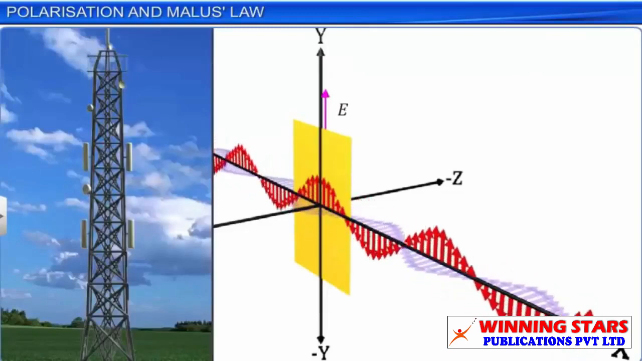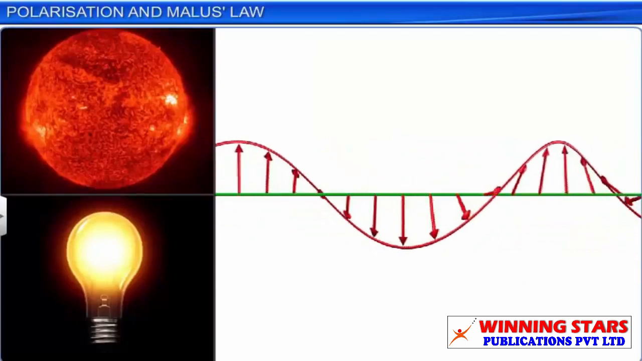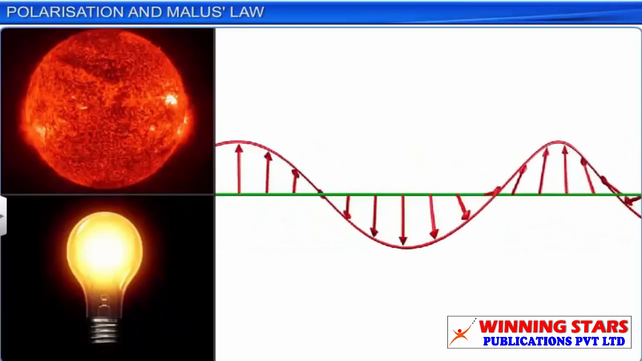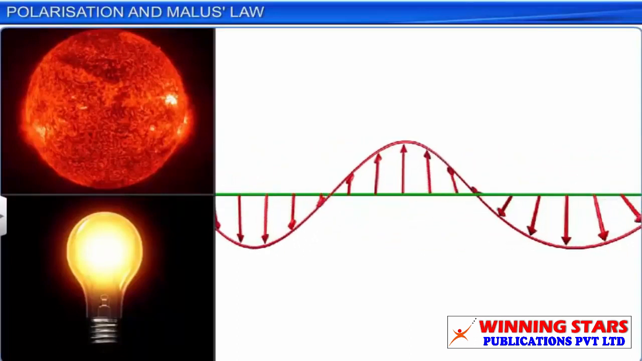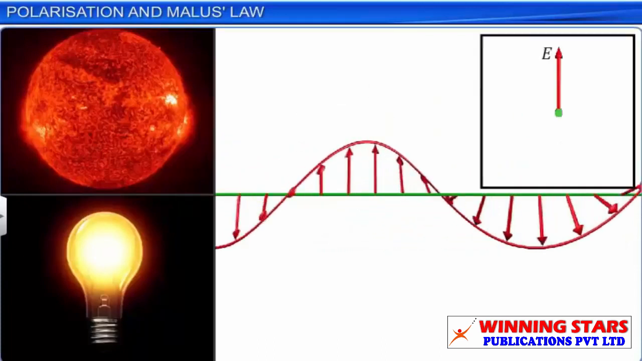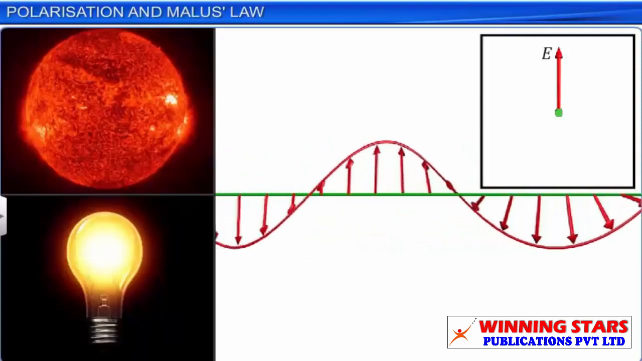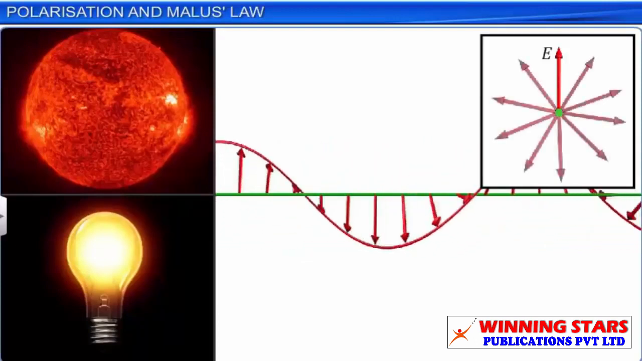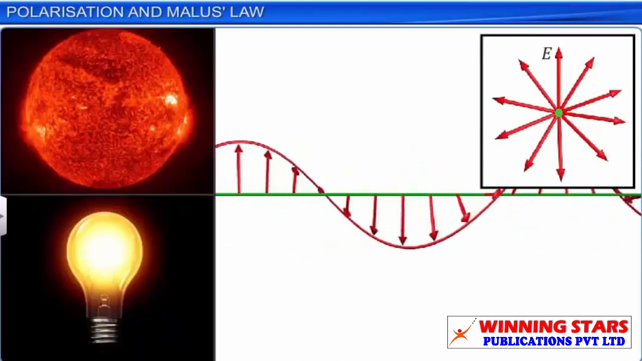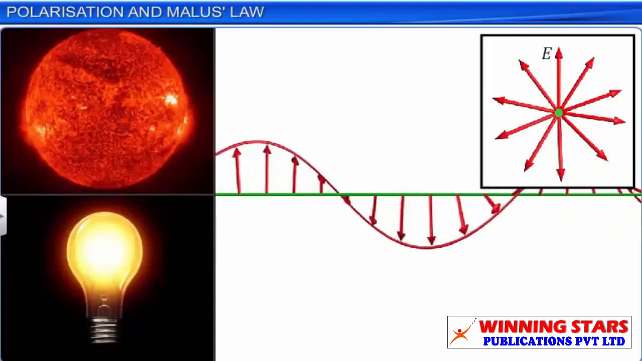The light from sources like the sun or an incandescent light bulb does not show single plane polarization. Let us represent light using the E vector and its propagation as shown. The light from these sources is composed of many directions of the E vector distributed randomly around the direction of propagation of light. This light is transverse but unpolarized.